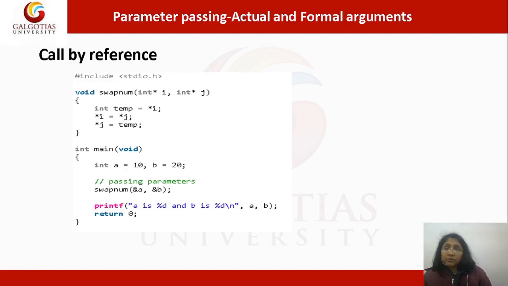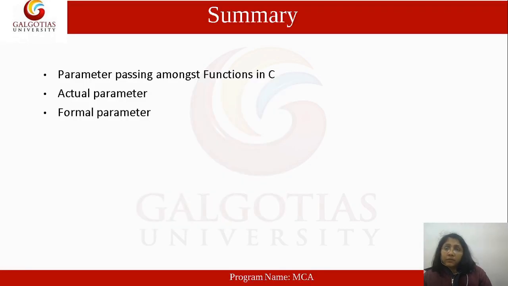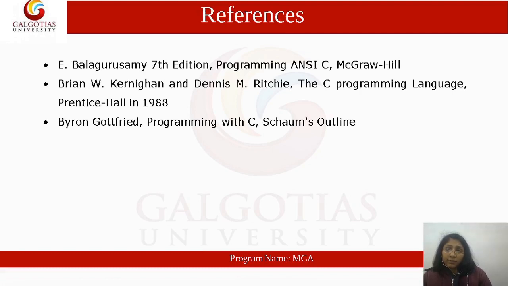So remember, in case of call by value, the changes do not get reflected in the original actual environment, whereas in case of call by reference, the changes get reflected in the actual environment. Thus, in today's class, we have studied how parameters can be passed to functions, what an actual parameter is, what a formal parameter is, what call by value is, and what call by reference is.